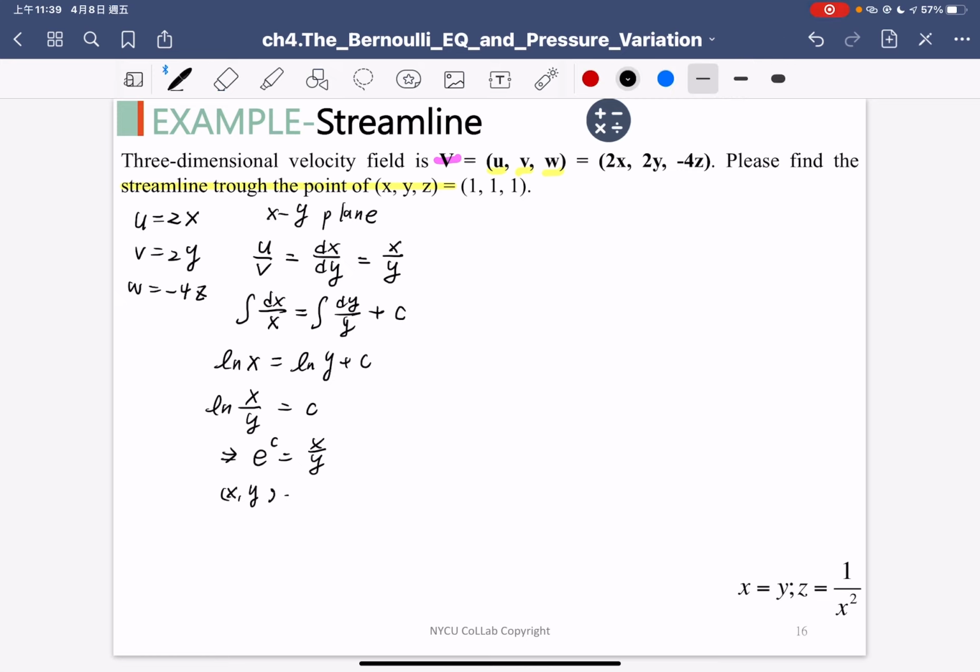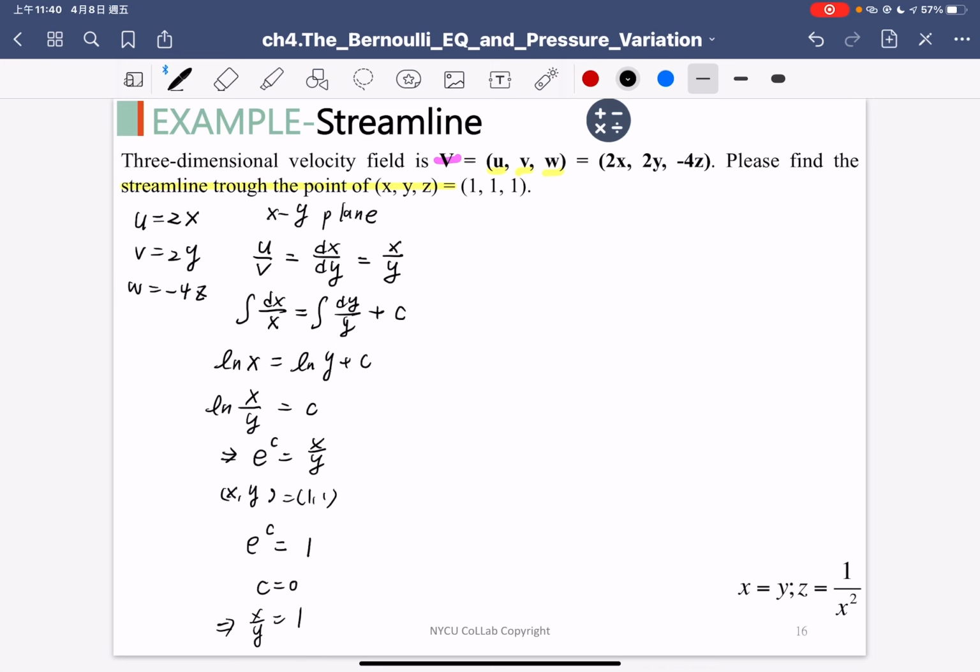And what's the constant value for c? I put the numbers into the equation shown here, and then we know that e to the power c is equal to 1. That indicates the constant value should be equal to 0, right? So finally, I know that x divided by y always equals 1.